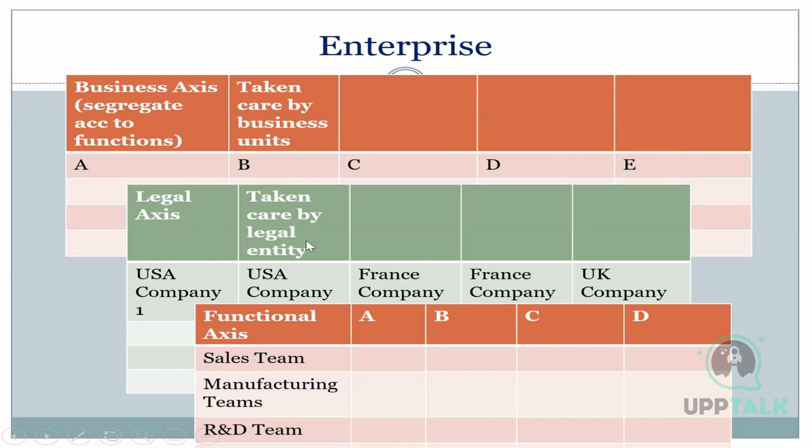Then we have the legal access taken care of by a legal entity. You have the USA company, France company, UK company. All these things are taken care of by the legal entity. And functional access is what? That is the sales team, manufacturing team, R&D team. These are the functional business operations taken by the functional team, functional setup. Okay, fine.